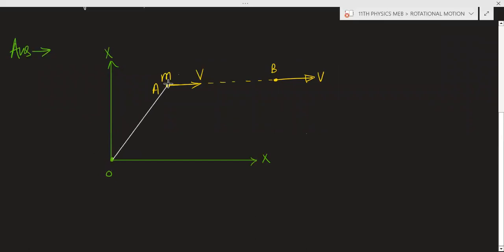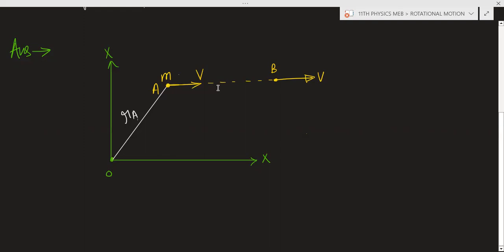This will be the r. Suppose this is RA. Now to calculate the angular momentum, either you should take the component of the velocity, or you should take the component of this r. But if you take the component of the velocity, because we do not know what theta is, we cannot compare the angular momentum for position A and position B.